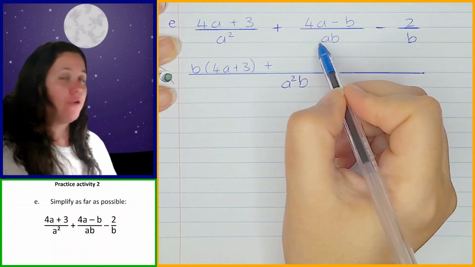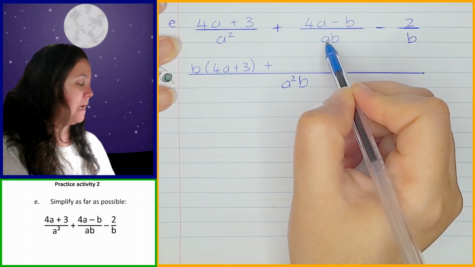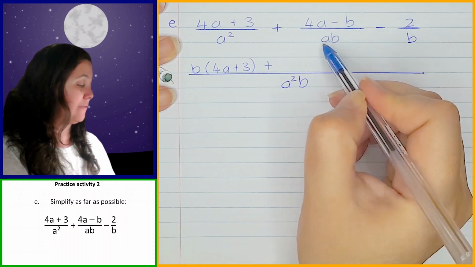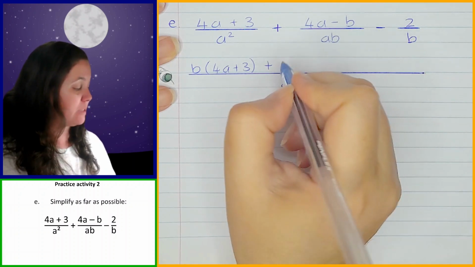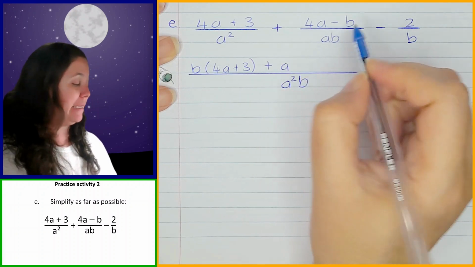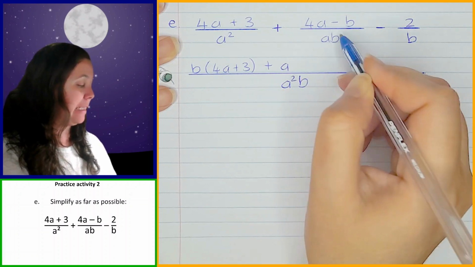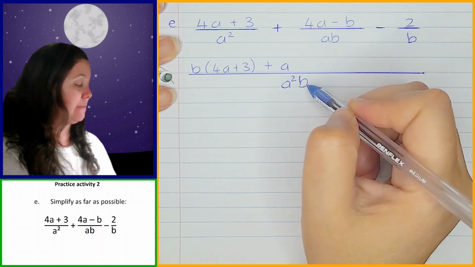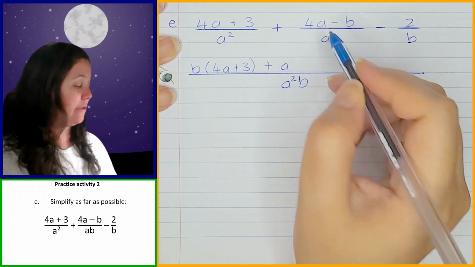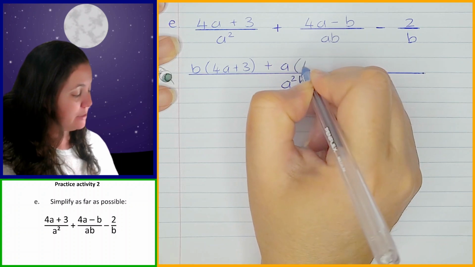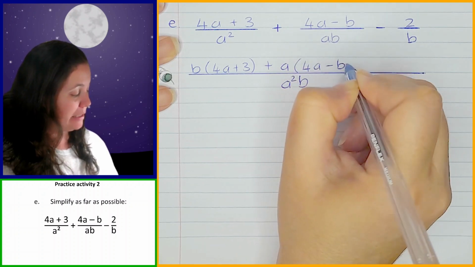Plus, for this one over here, first let's have a look at our a's. I've got a, I need a squared, so I need to multiply by a. Then my b's, I've got b, I need b. I don't need to multiply by anything to make them the same. So I'm just multiplying by a for this fraction. So I've got a times 4a minus b in brackets.